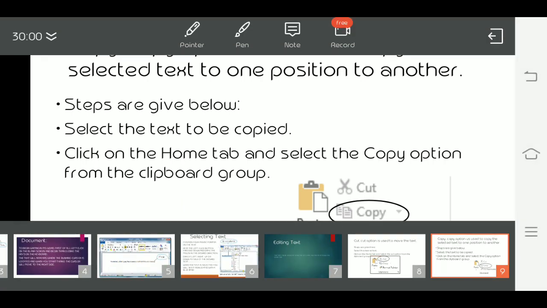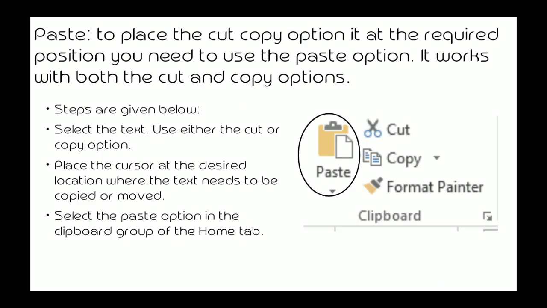Now, next one is the paste option. To place the cut or copied text at the required position, you need to use the paste option. It works with both the cut and copy options. It is given on the clipboard. The picture is given here. Paste means whatever you have copied, whatever you have cut. The paste option will place whatever you have done.